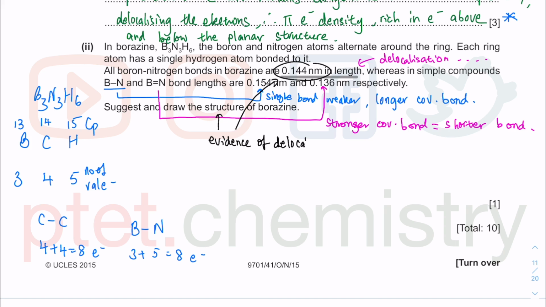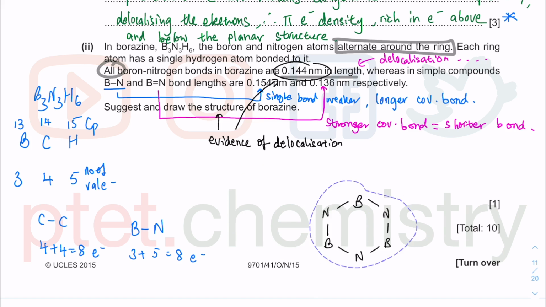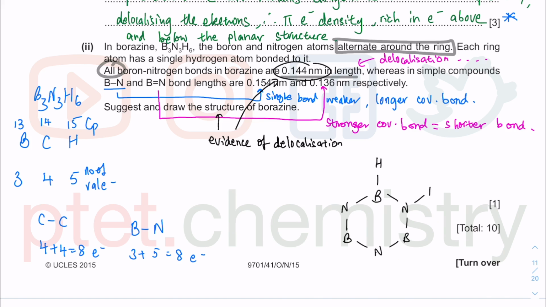So what you cannot do is draw single and double bonds because of this information. All of them are of the same length, and they are longer than a double, which means it's weaker than a double, but it's stronger than a single because it's shorter than a single bond. So what I do is I draw boron, nitrogen, boron, nitrogen, boron, nitrogen. Why do I do that? Because of this information: alternate around the ring. If we know how to read the question, we know how to interpret it. And then of course I also have hydrogen on each atom.